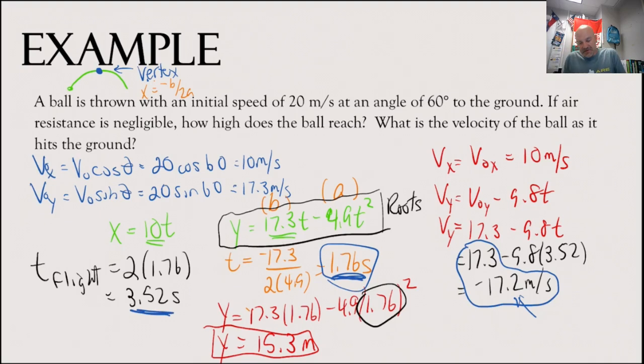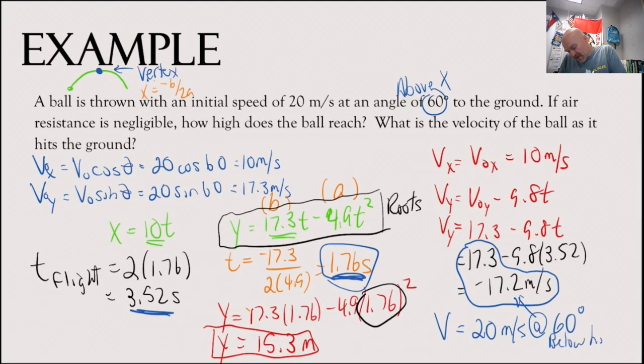Because parabolas are symmetrical, the velocity as it hits the ground is going to be what it started with. So I'm writing 20 meters per second at 60 degrees, but this is above horizontal, and this is below horizontal. And how do I know that? Because my Y component ended up being negative. Remember, X does not change, your Y is what changes. But because of the symmetry, it's going to hit with the same speed, just in the opposite direction.